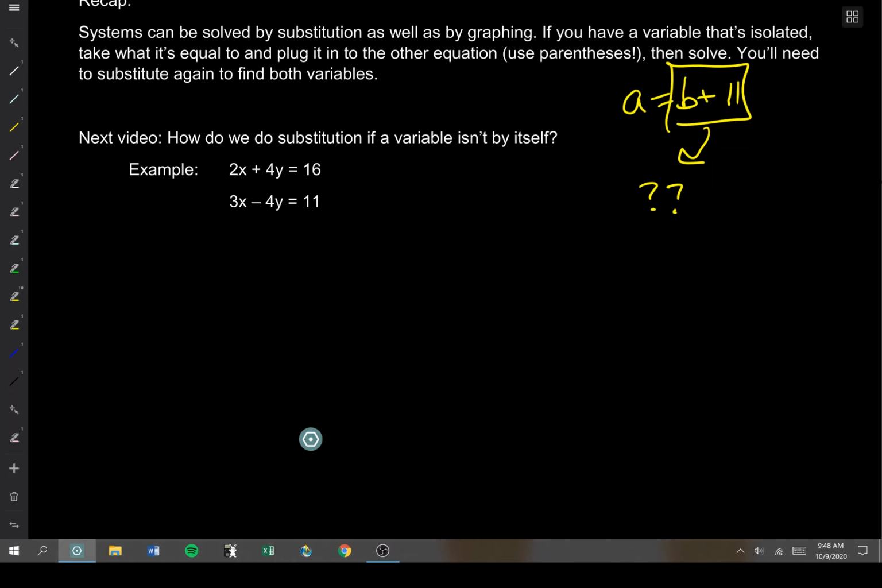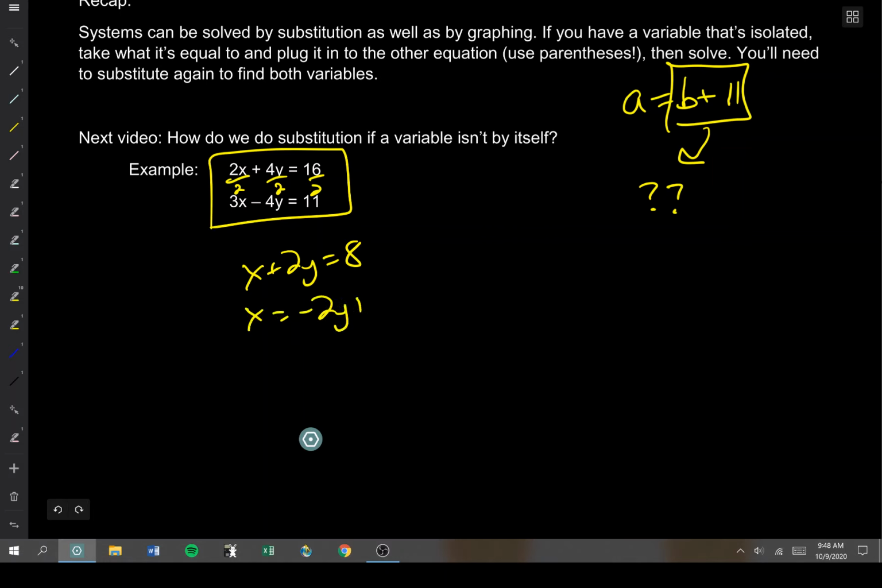In our next video, we'll do substitution if a variable isn't by itself. So like here, we look at this, and we don't have x or y all by itself yet. So we have to identify which variable is best to solve for. That's in our next video, but I'll give you a hint. It's whichever one has a coefficient that divides everything cleanly. If I get this x by itself, I don't have any fractions, and I like that, because I subtract 2y from both sides.